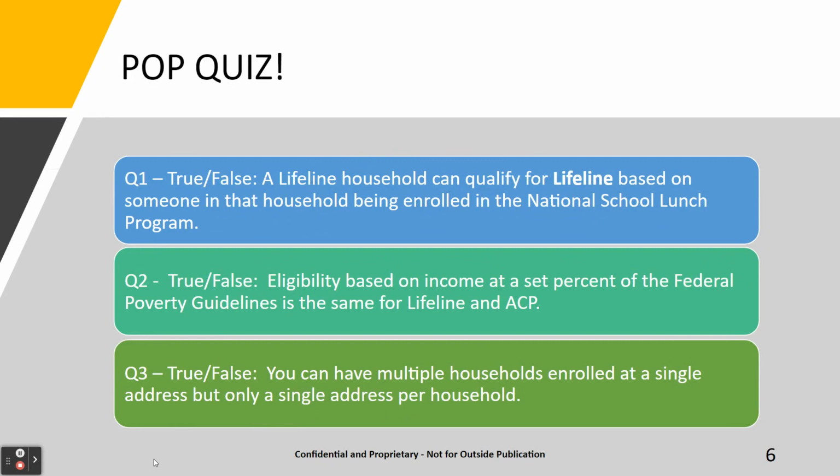Question 2. The answer is false. Lifeline income eligibility is at or below 135% of the federal poverty level. For ACP, it's 200%.